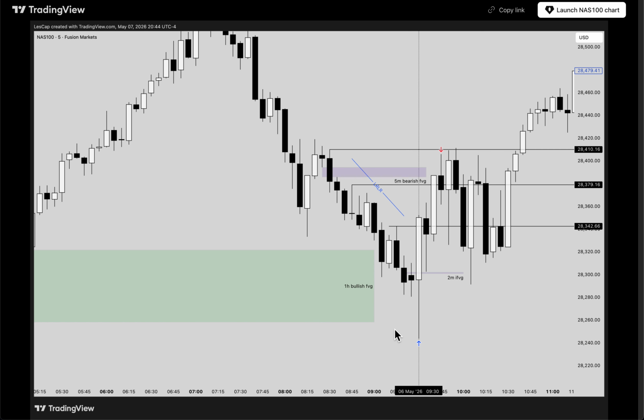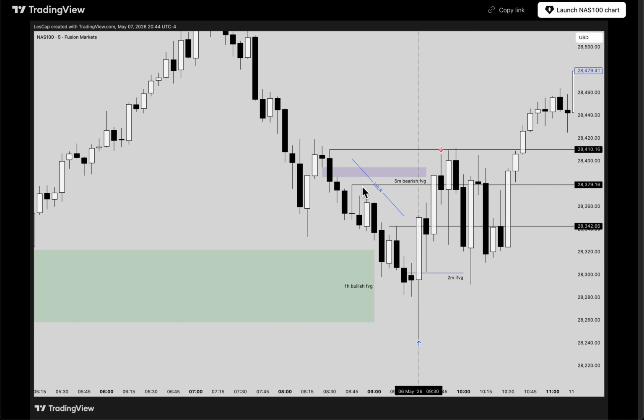At market open, price went all the way down, right at 9:30, sweeping any pending orders and stop losses underneath around 28,280. Before price shows its intention of where it's going, it will move in the opposing direction first. If it wants to go up, it will sweep the bottom. If it wants to go down, it will sweep the top.